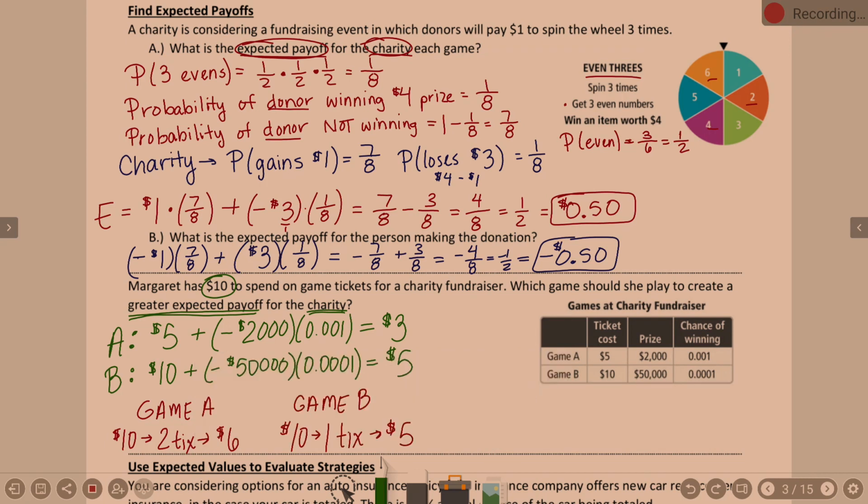So, according to the numbers, which game should she play to create a greater expected payoff for the charity? Where's the charity going to get more money from us? Game A. Because either way I'm paying $10, but with game A, each time I play it, on average, they get $3. So we're looking at game A here, because the tickets are cheaper and I can play it twice.